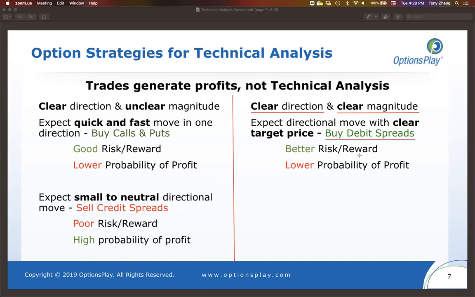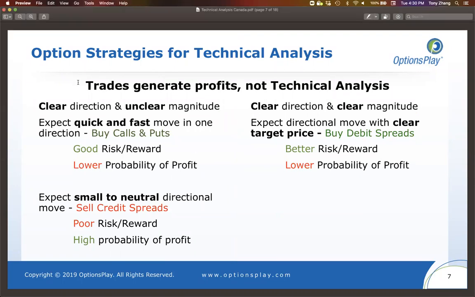These typically have better risk-to-reward ratios compared to buying a call or put. So you have a better risk-to-reward ratio, and you generally have very similar lower probabilities of profit. So these two strategies are very similar, but they tend to be better when you have a clear sense for magnitude. And so with that, let's move on to some best practices for each one of these strategies.